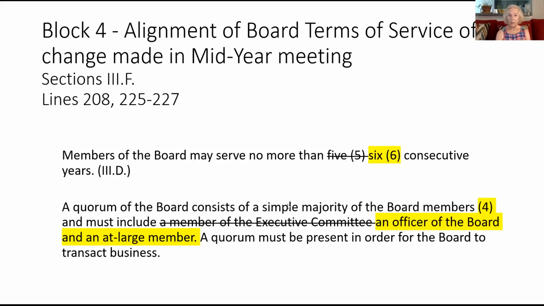Okay, with 30 voting, 29 in favor, 1 abstention. Jack? 19 in favor, no nays or abstentions. Thank you. Board terms and quorum accepted by the members of the congregation as written. Thank you.